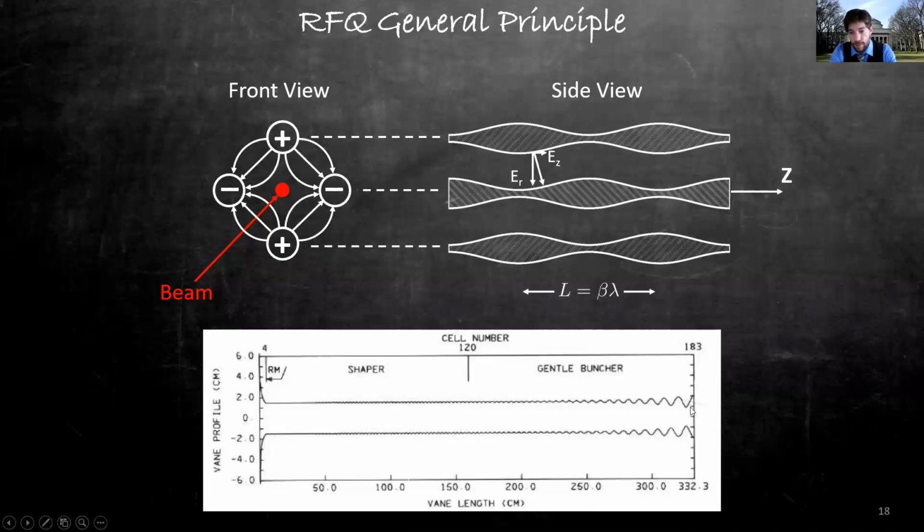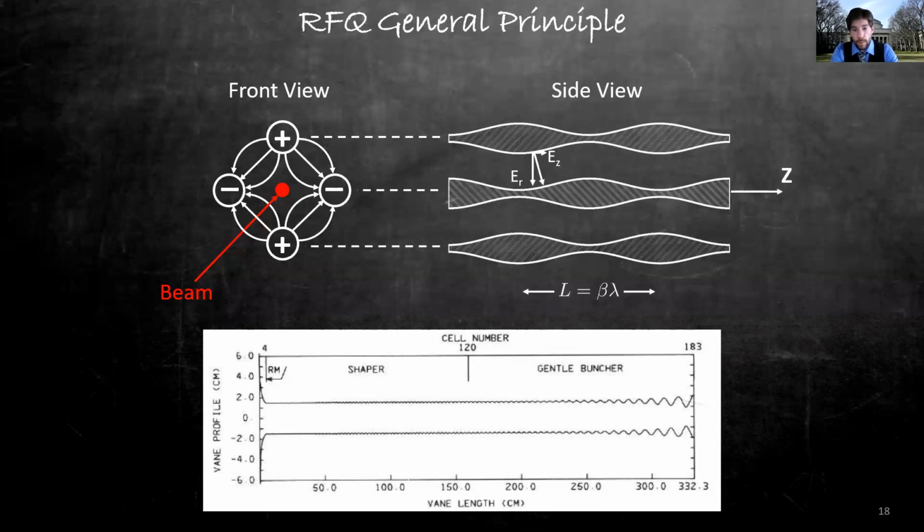At the end of the gentle bunching section, you have compressed the beam longitudinally as much as the space charge limit lets you compress the beam. And then after that, you can actually add a longer acceleration section as well. But in our case, we don't actually want to accelerate the beam in the RFQ. We just want to use it as a buncher.